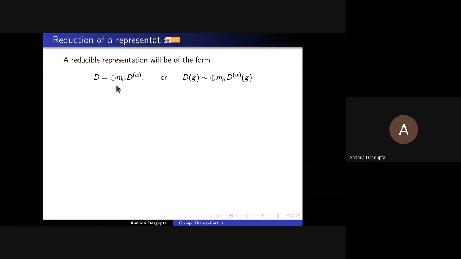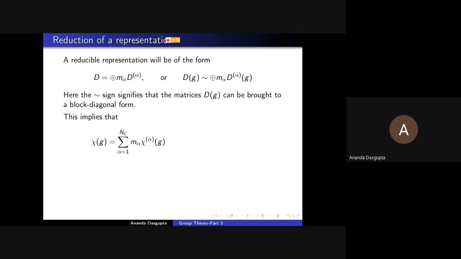You may not have a direct sum like this. That you will have only if you can see the block diagonal structures. But you will always have something like this. That is, there should be a similarity transformation possible, which will change whatever D(G) you have, all the D(G)s, to the same block diagonal form.